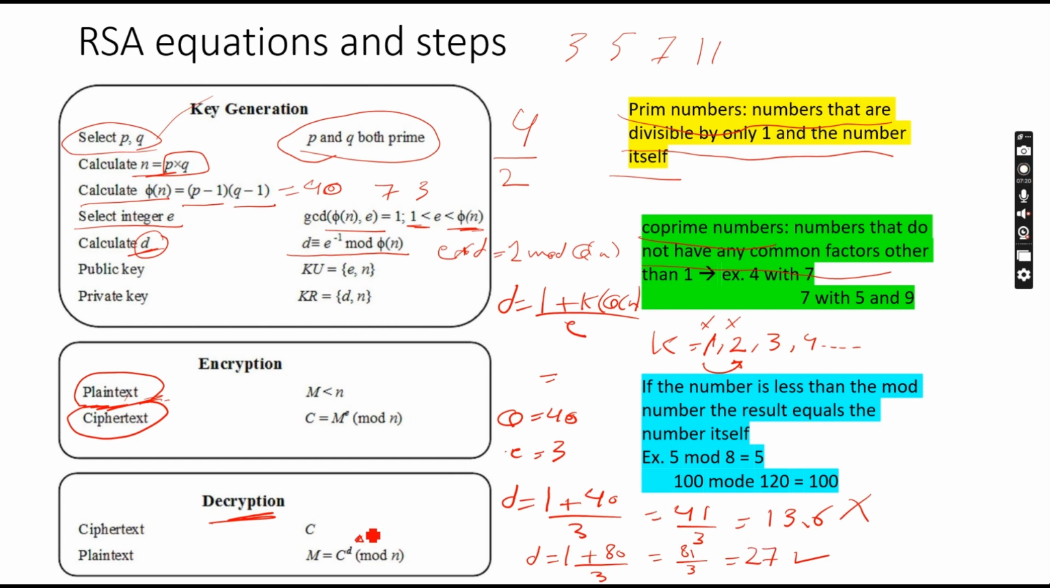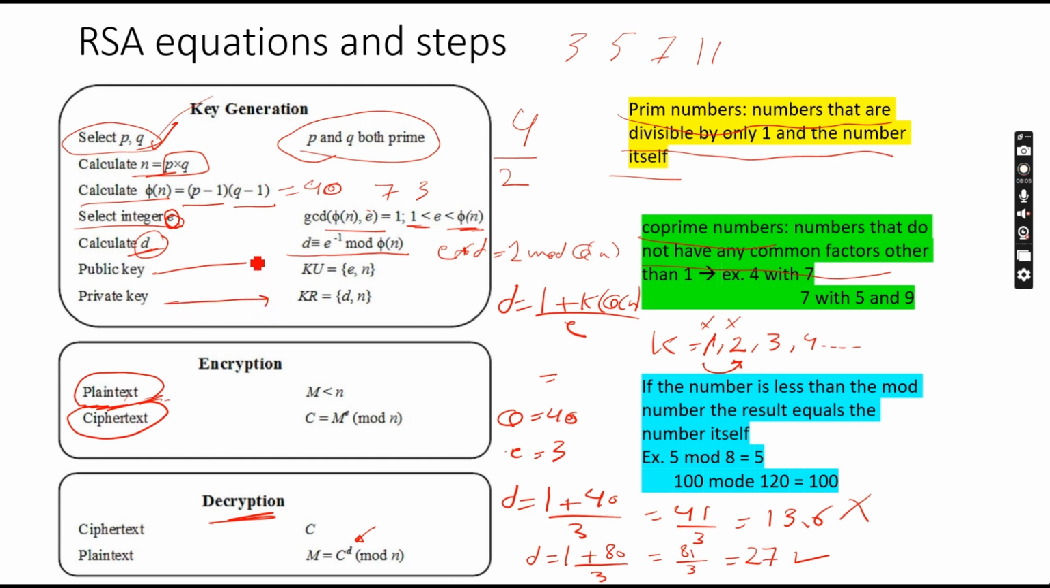I can use d now with decryption. So let's go back again to my equations. Again, we select p and q, where p and q are both prime, and then we calculate n, where n equals p multiplied by q, and theta of n, where theta of n equals p minus 1 multiplied by q minus 1. And then we choose e, where e is greater than 1 and less than theta, and e and theta are co-primes. After that, we calculate d, and then I can write my public key and my private key.